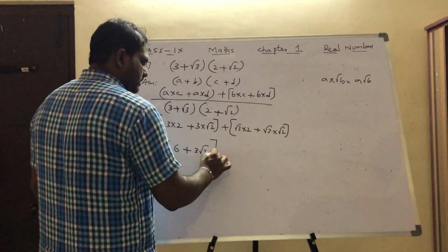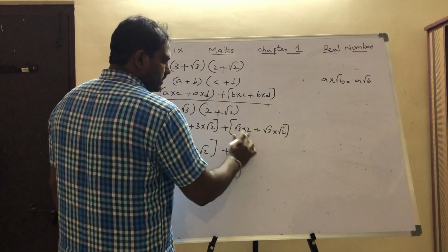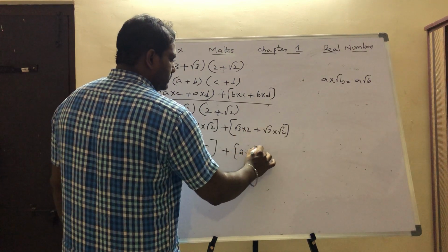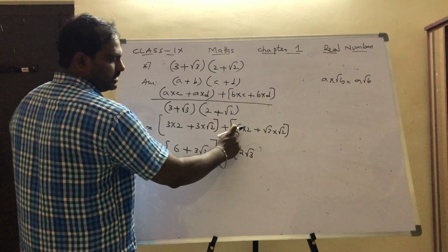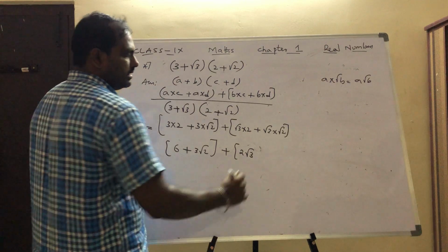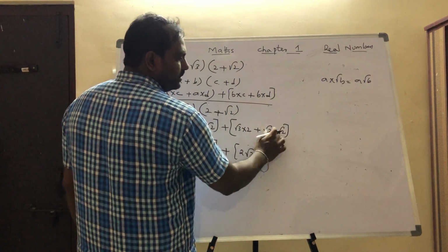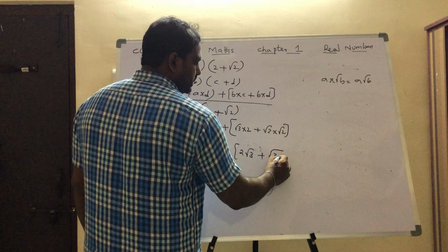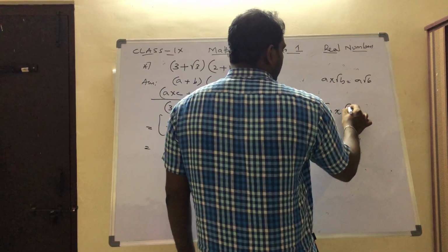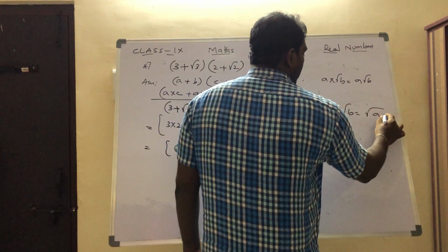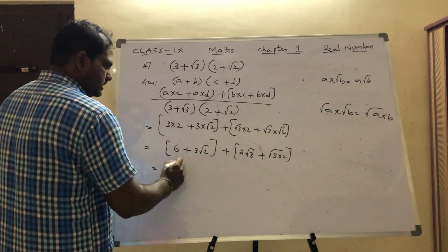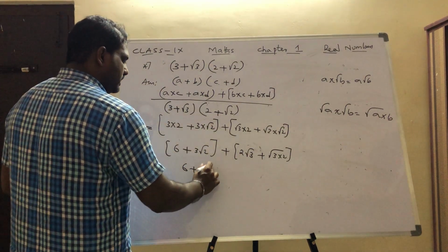Don't multiply directly with the numbers. Next, plus, what is this? 3 root 2. Or this can be written as 2 root 3. Root 3 into 2 or 2 root 3, both are the same. Plus, now look at this, root 3 into root 2. What will I get? Root 3 into 2. Why? What is the formula? Root a into root b is equal to root a into b. That's all. Next, simplify. 6 plus 3 root 2.